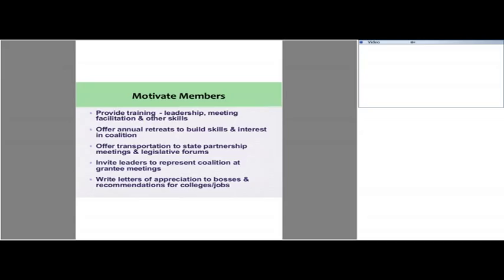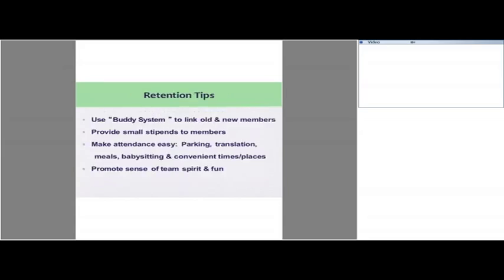Some retention tips: again, using the buddy system, as I mentioned before. There are coalitions that actually provide stipends to members, perhaps money for transportation or just a small stipend to encourage their membership. Making attendance easy in every way. So, you know, making sure there are good directions, there's babysitting provided if needed, that the meeting is in a convenient place and time, and that the meetings are fun.